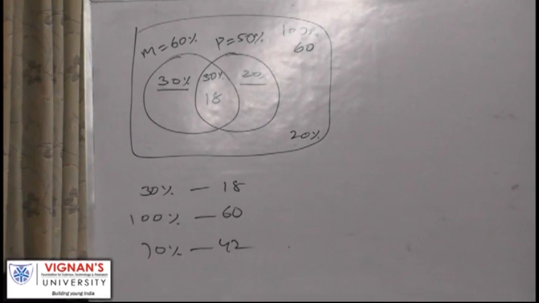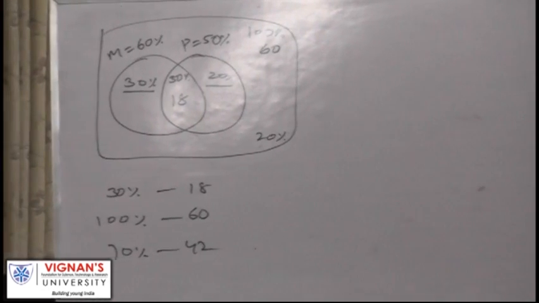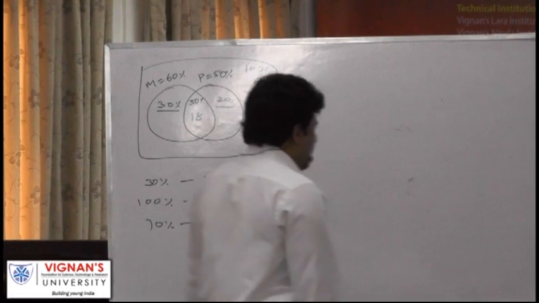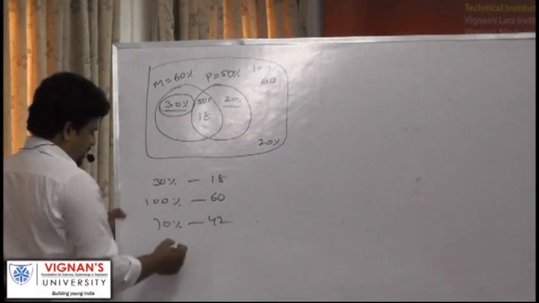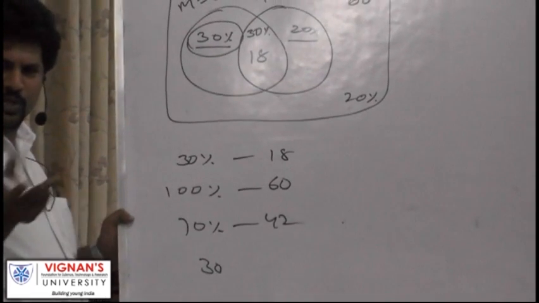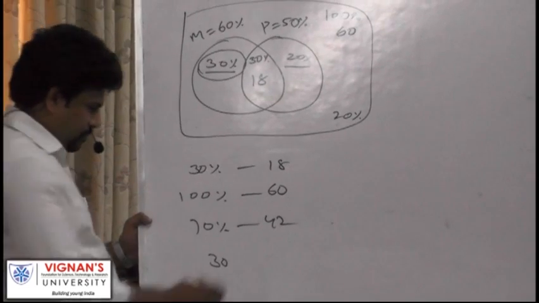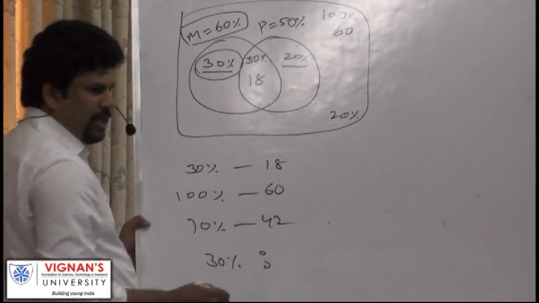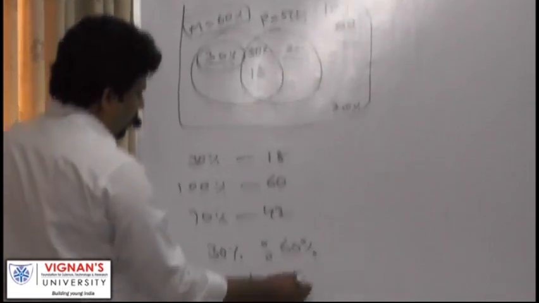Next one. The ratio of number of students who passed in only mathematics to that of the number of students who passed in mathematics. Who passed in only mathematics? Only mathematics is 30%. For ratio, you don't require absolute numbers, you can use percentages, because ratio is a relative value. Relative values can be used. 30% passed in only mathematics. What percent passed in mathematics? 60%. So what is the ratio of 30% and 60%? 1:2.